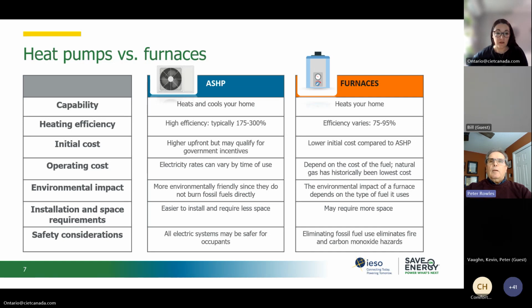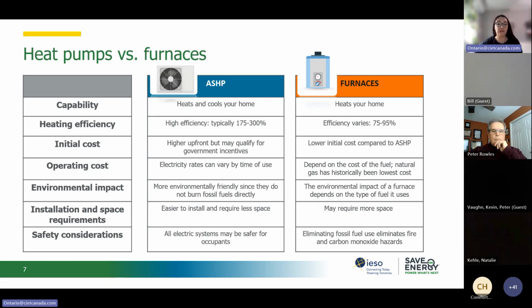Then we go on to the next slide. One last comparison was the safety. All electric systems might be safer for building occupants because there's an elimination of the potential fire hazard as well as carbon monoxide.